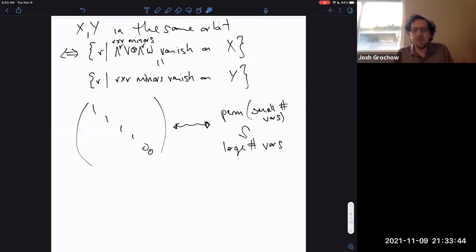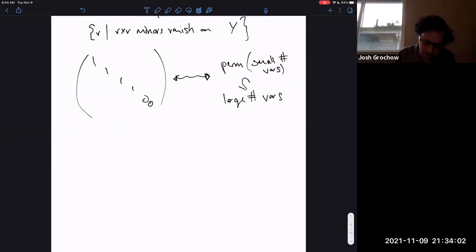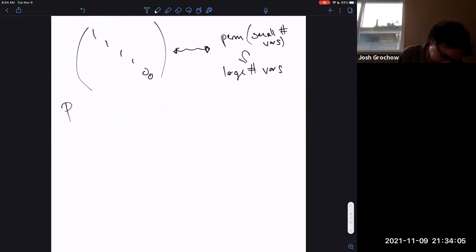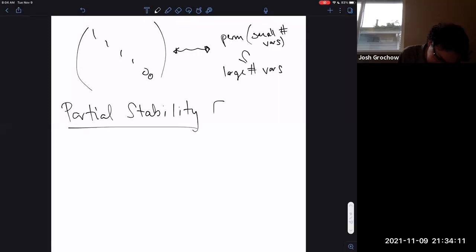Okay, but it's still somehow nice that when you looked at the permanent just on the variables that it corresponded to, it was very nice. It was in fact stable in the sense of GIT. And so that should somehow be reflected even when you embed it in this larger space. And so this is where the idea of partial stability comes from. So this is partial stability. And this is from the GCT1 paper by Mulmuley and Sohoni.